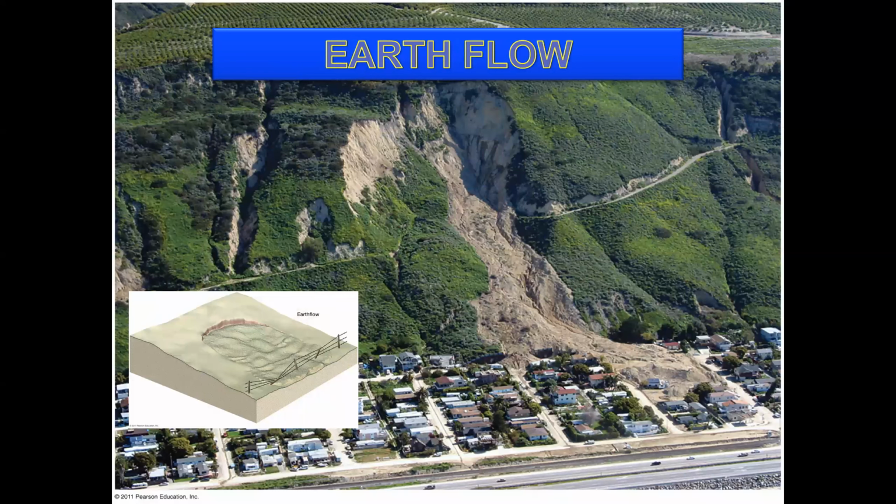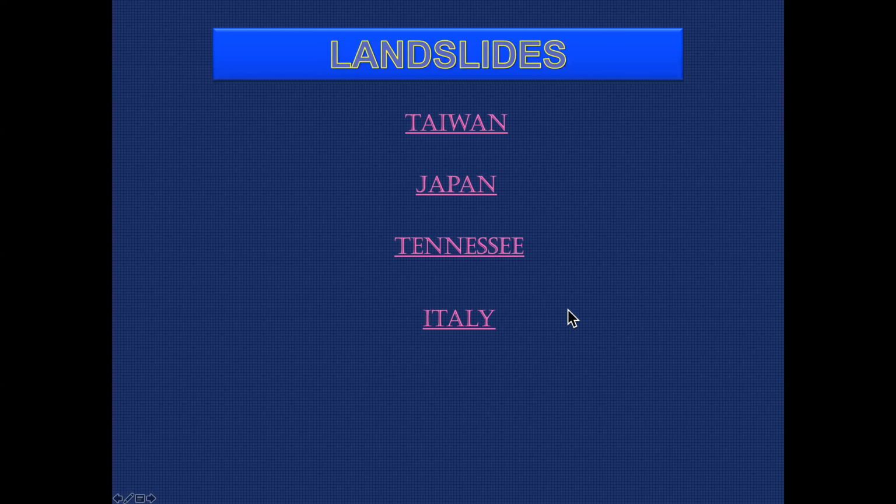Earth flows fall somewhere in between slow and fast. Oftentimes they will give some amount of warning, but oftentimes they are sudden. As you can see here, it has affected a significant number of homes in this particular area as of when this happened. There are some examples again from Taiwan, Japan, Tennessee, and Italy. These are found again on the YouTube playlist for this particular section. I recommend you see them. The Taiwan one especially is one of my favorites because nobody got hurt, but it's a really scary video that shows you the power of water in a very particularly steep location.